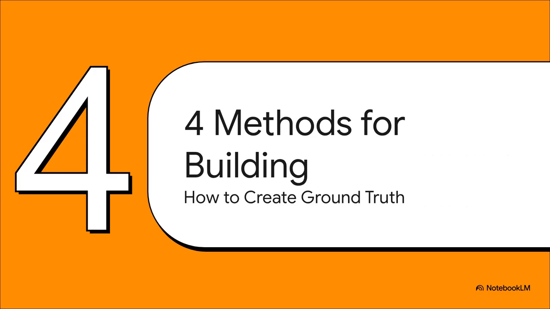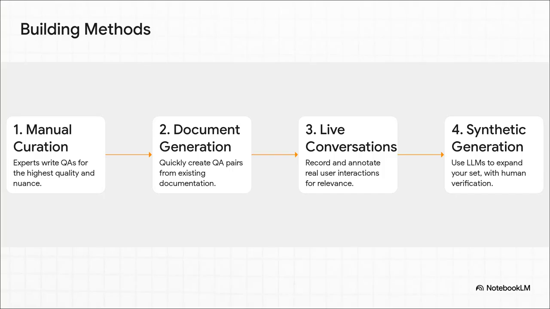Okay, so now you know what it is and why you need it. The big question is, how do you actually build one? Well, there are 4 main methods, and honestly, the best approach is usually a mix of them. First up is manual curation. This is your high-effort, high-reward approach. It's perfect for those really nuanced or critical questions where you need an expert's precision.